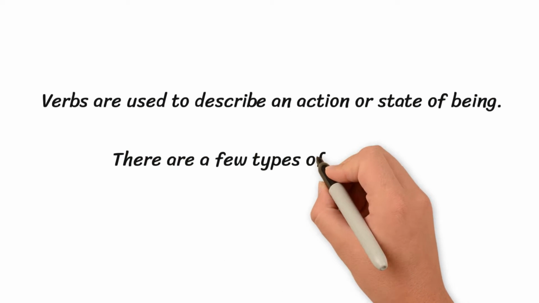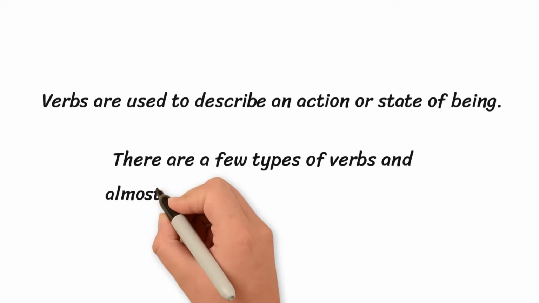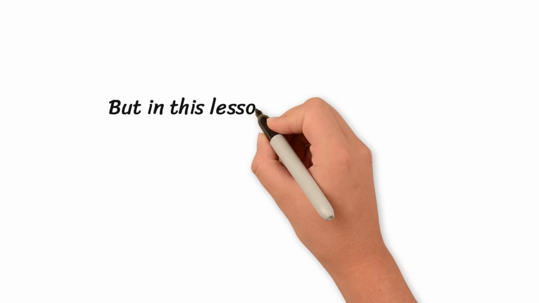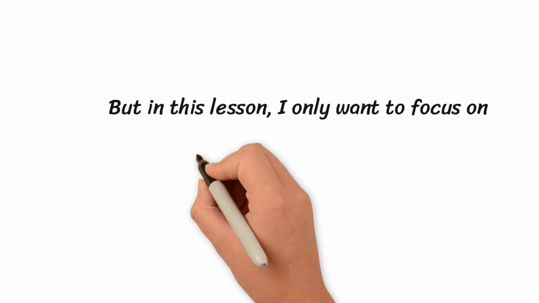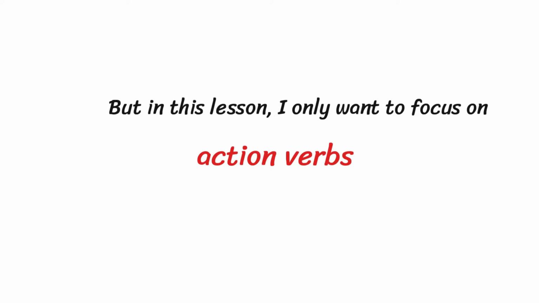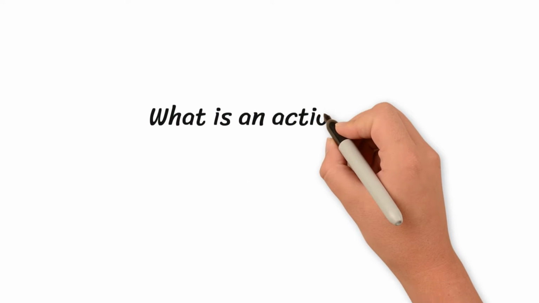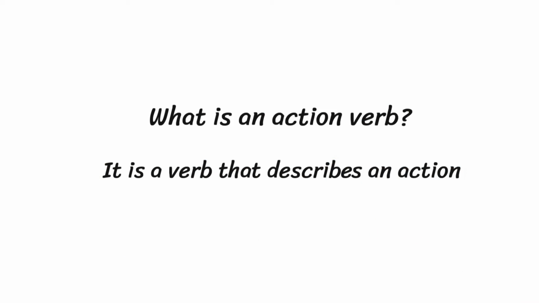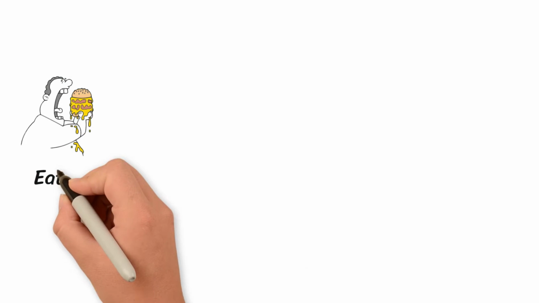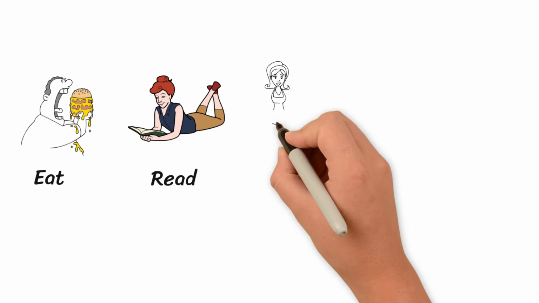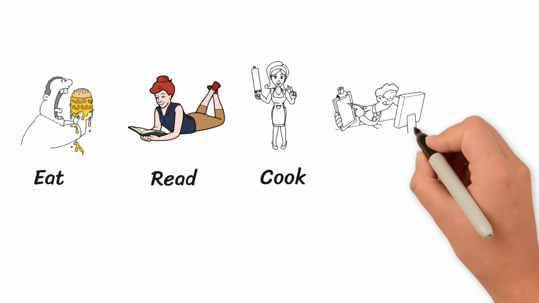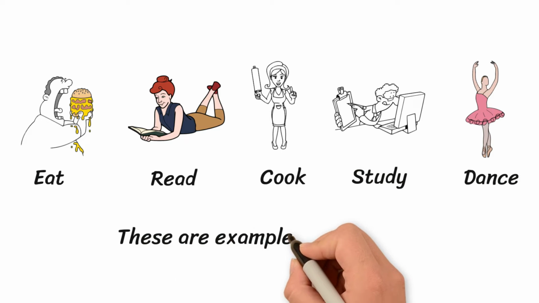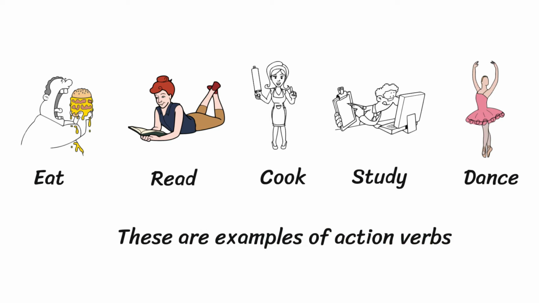There are a few types of verbs and almost every sentence requires a verb. But in this lesson, I only want to focus on action verbs. What is an action verb? It is a verb that describes an action. Eat, read, cook, study, dance. These are examples of action verbs.